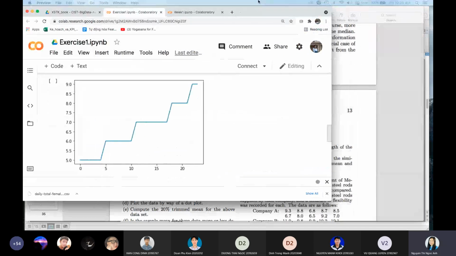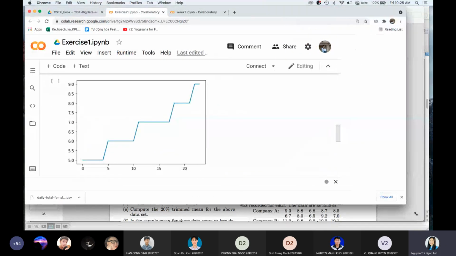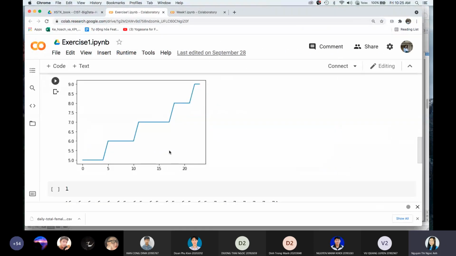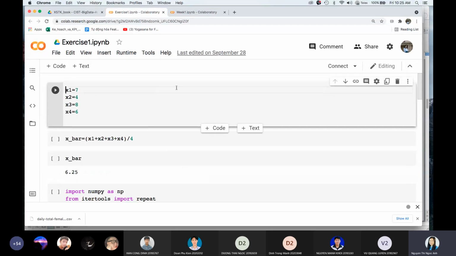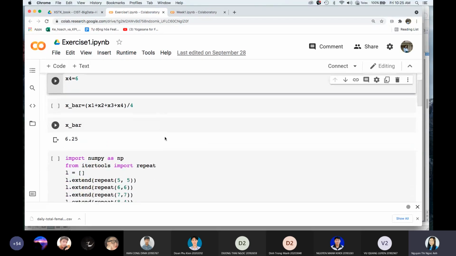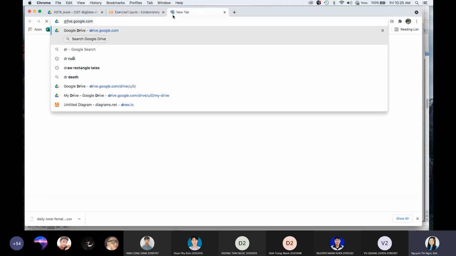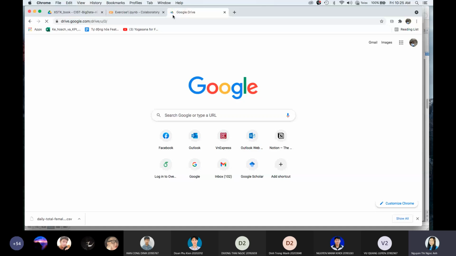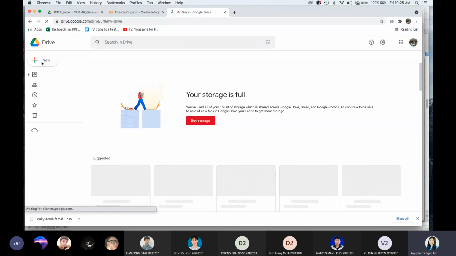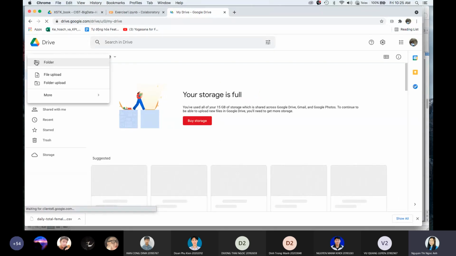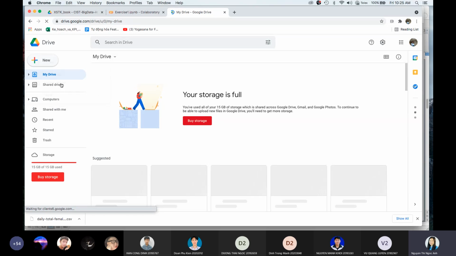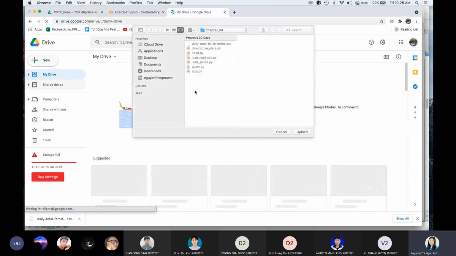I received a message from your friend when I send you this code. Your friend asked why I can't read this file. It's very easy. You open your Google Drive, right? And then you put upload the file that I sent. Okay.